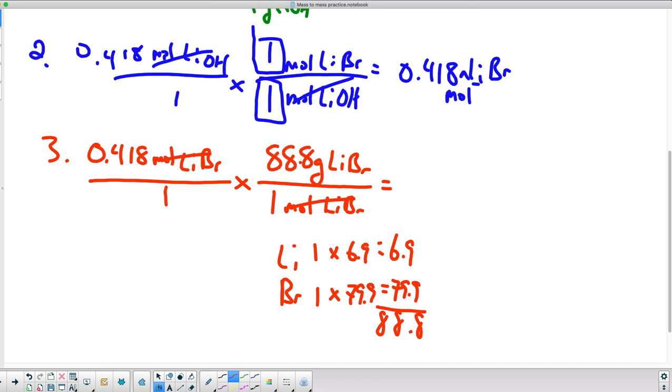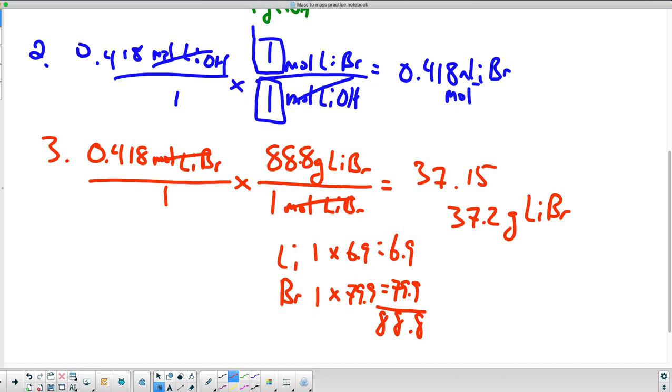So I take whatever number I got there times 88.8, and that's going to be 37.15. I guess I should round off to 37.2, and that's grams of lithium bromide, like that. 3 steps, okay? I know the steps look like it takes a long time. It really doesn't. I'm going to show you one way now.